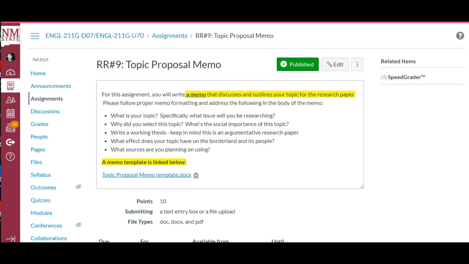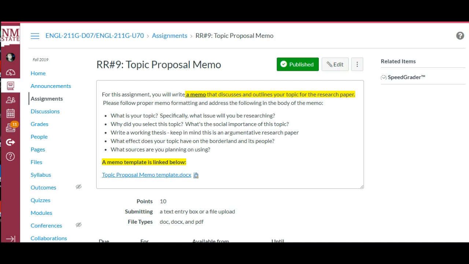And it is important that you do some research before you submit your topic proposal, because you don't want to select a topic and then I approve it and then you realize there's nothing out there in terms of sources. That means that you're going to have to change your topic and submit another topic proposal. And that just takes up too much time.